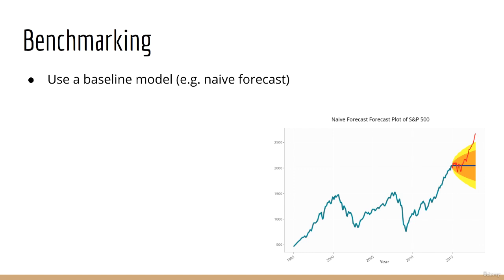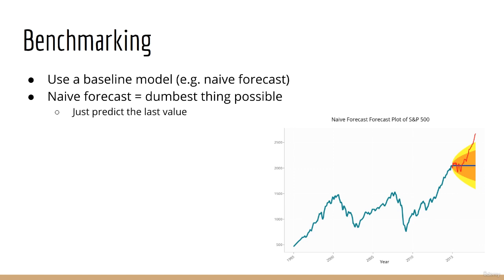One way to establish a baseline is to use what is called a naive forecast. A naive forecast does the dumbest thing possible. You guessed it, it just predicts the last value of the time series. It's a model with 0 parameters.